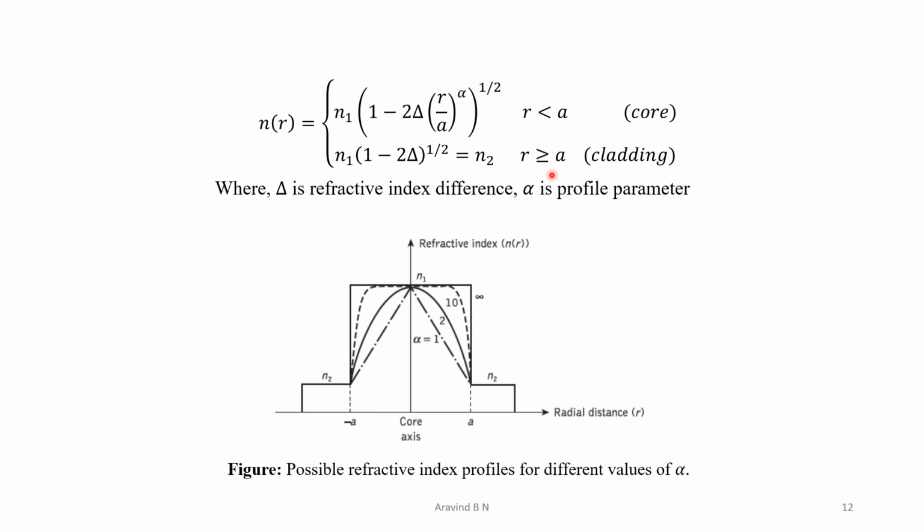Now, based on the value of alpha, the shape of the core refractive index is going to vary. That is being represented in this diagram. If alpha is equal to 1, the shape of the refractive index in the core is going to vary in the form of a triangle. If it is 2, then it is a parabolic structure, and similarly if it is infinite, then it will have a step-like structure.